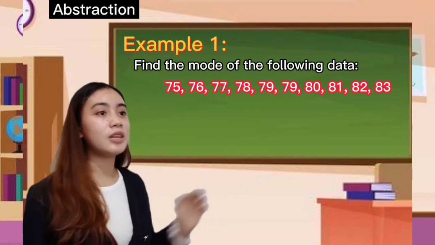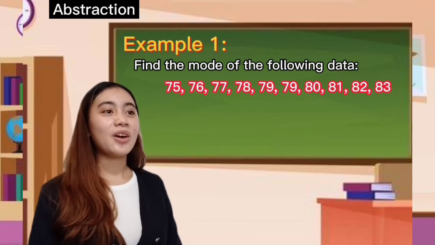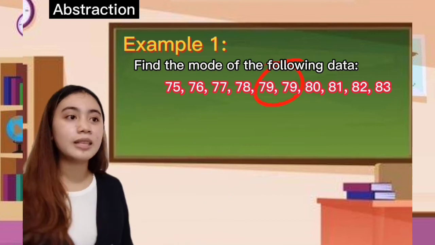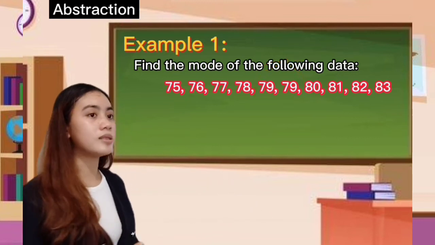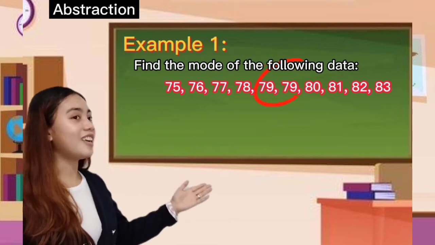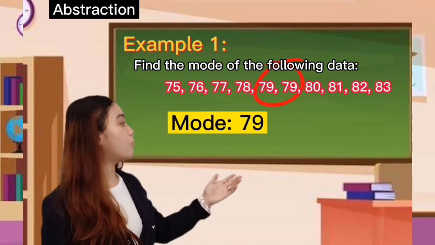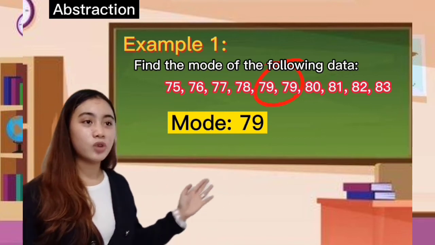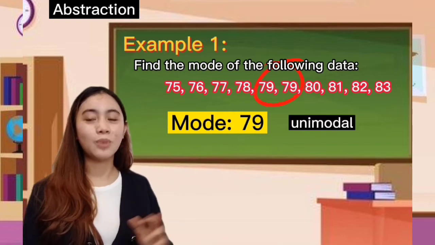So, who can give me the number which appears most frequently? Yes, Jake. Okay, very good. In the above data set, the number 79 appears twice, but all other numbers appear only once. Since 79 appears with the greatest frequency, then it is the mode of the set of data. Very good. And so, is it unimodal, bimodal, trimodal, or multimodal? Very good. It is unimodal.